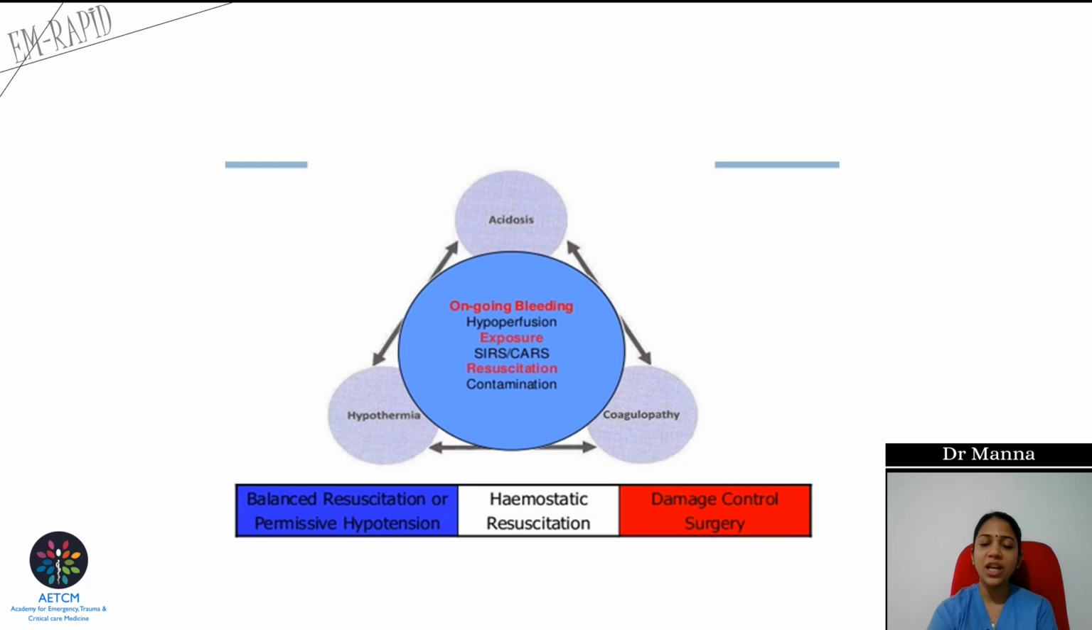Then we will be giving the hemostatic resuscitation, give blood products in a 1:1:1 ratio, and give massive transfusion protocol if required. And if this patient is in severe acidosis, hypotension and severe base deficit, then we will have to do the damage control surgery and then resuscitate the patient back. So this is all about balanced resuscitation.